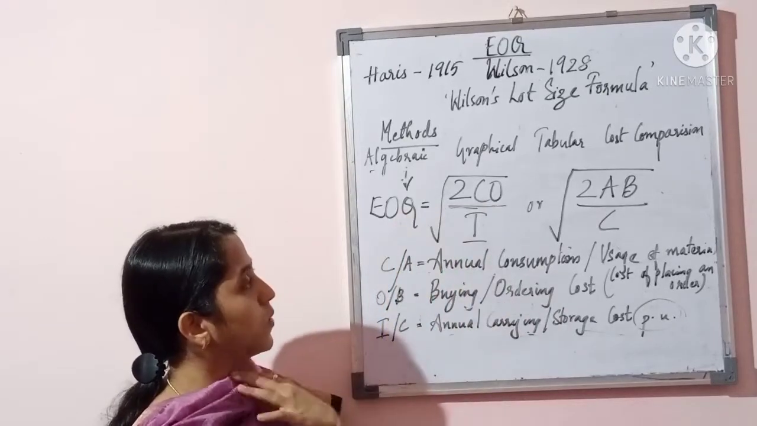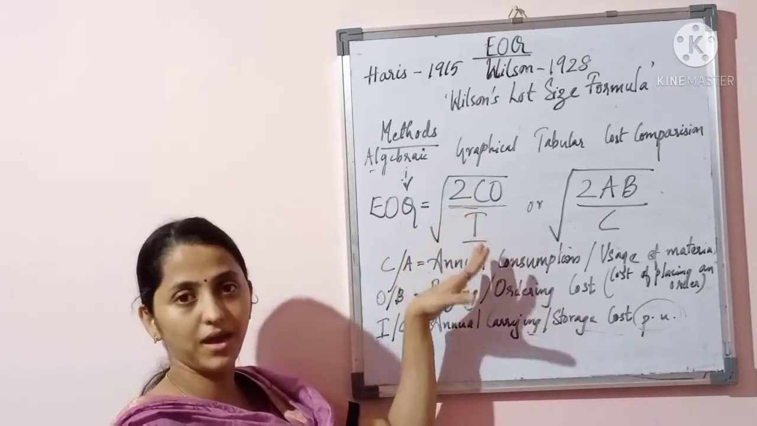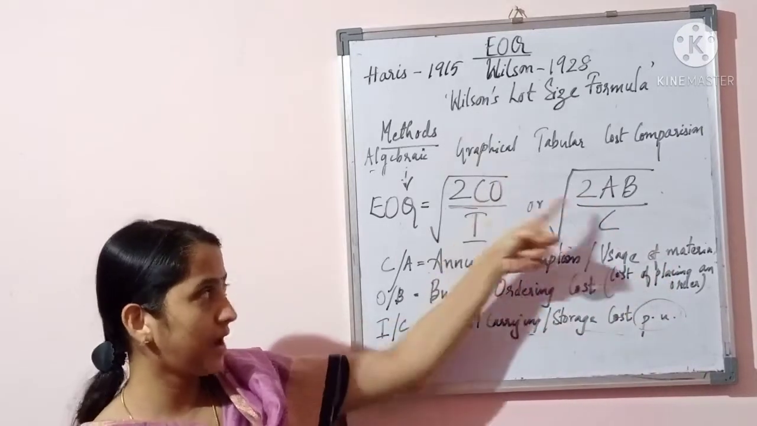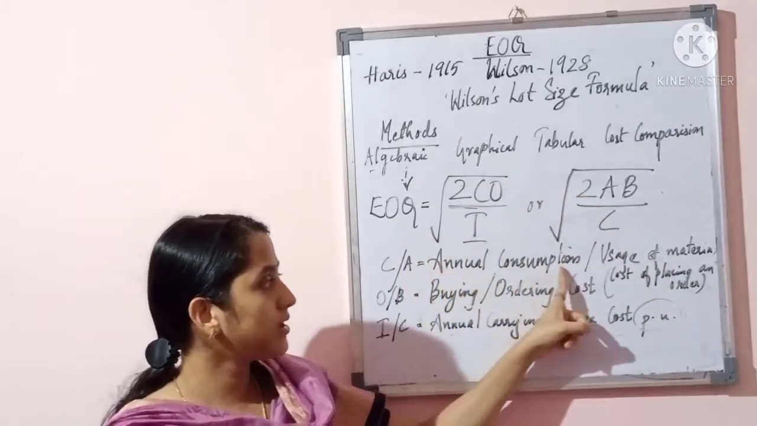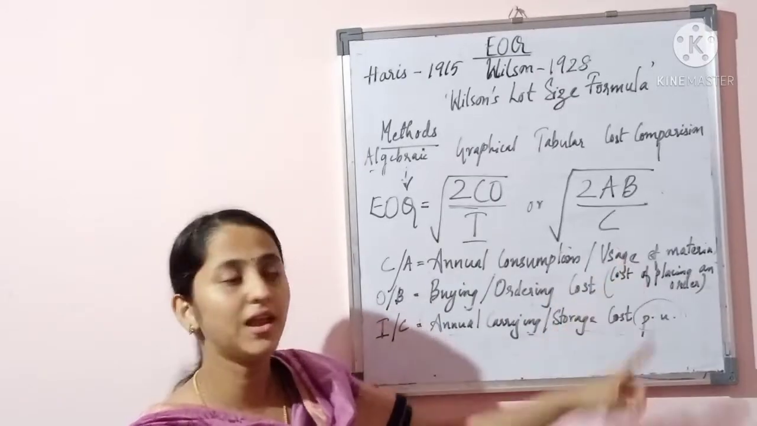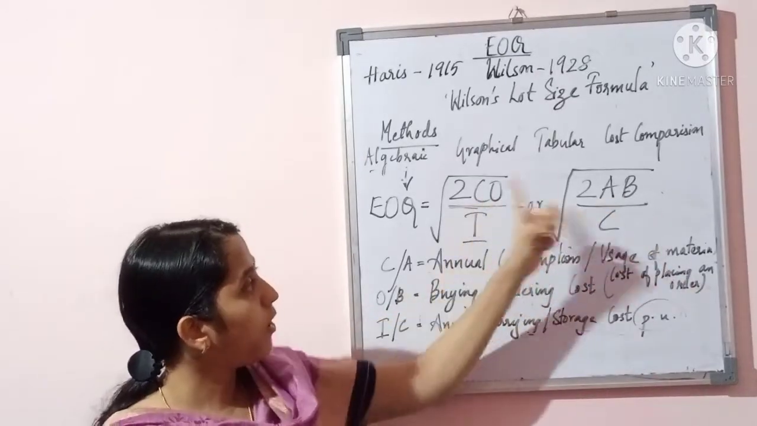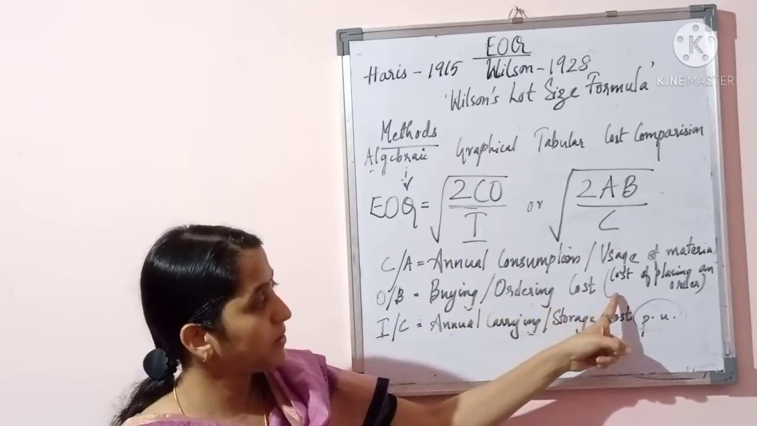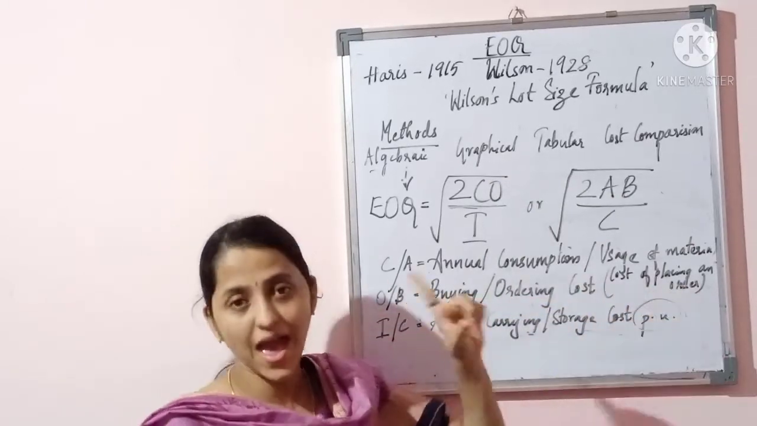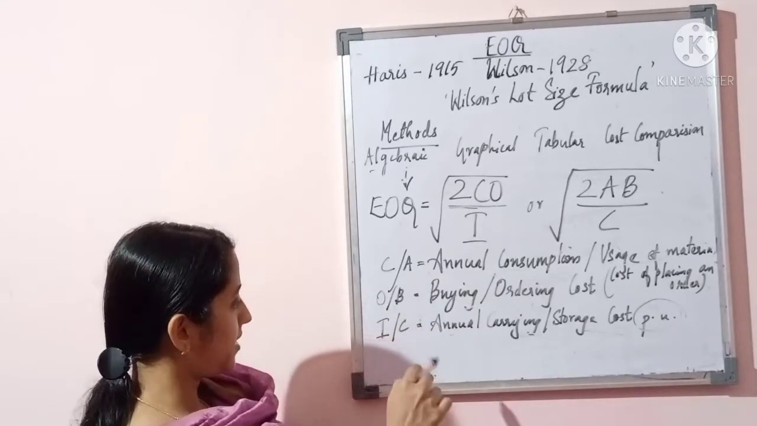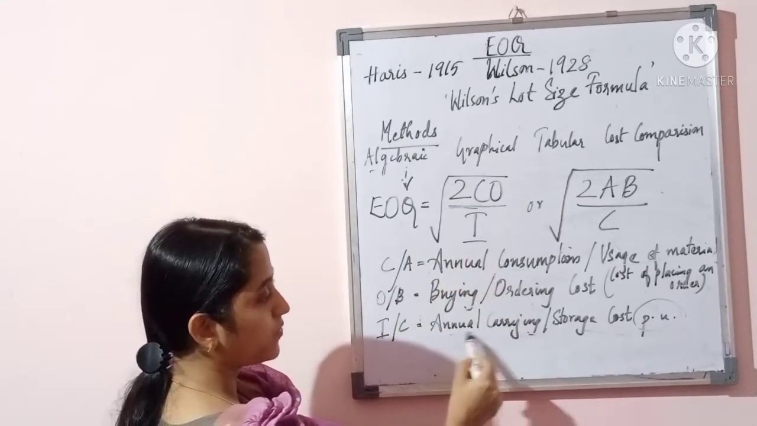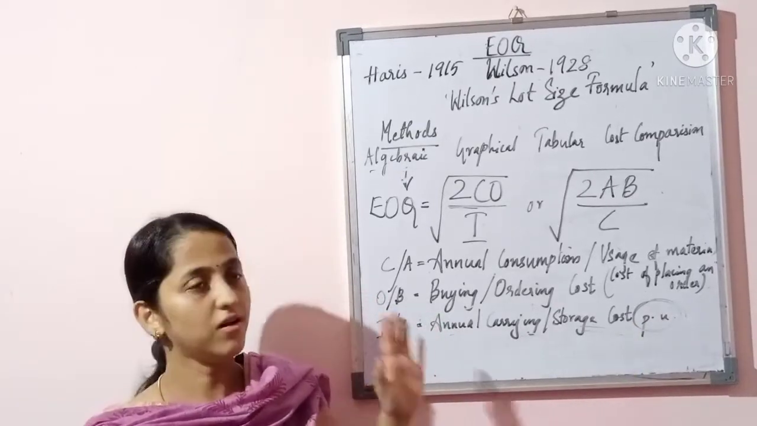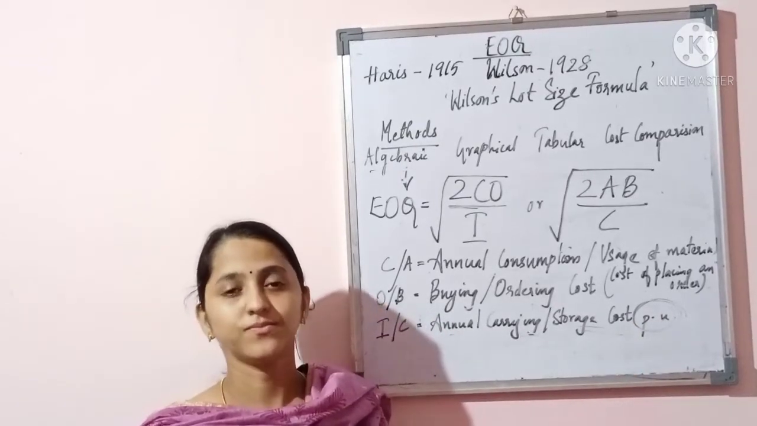So EOQ is equal to root of 2CO by I or 2AB by C, where the C or A stands for annual consumption or usage of material. B or O stands for buying or ordering cost, that means cost of placing an order. Then this stands for annual storage cost per unit. So this is the formula of EOQ.